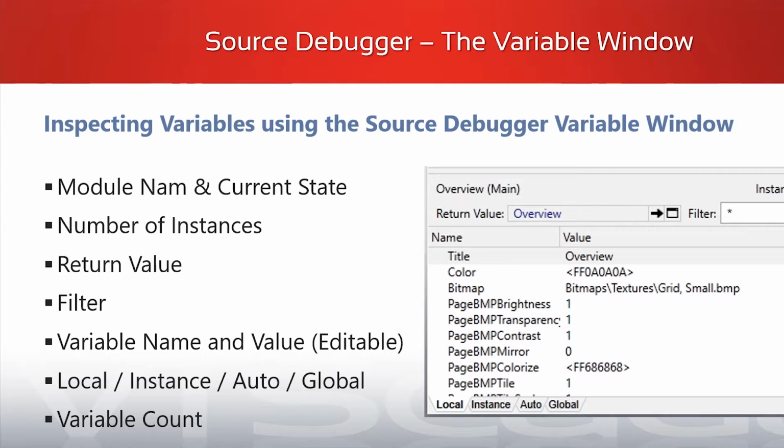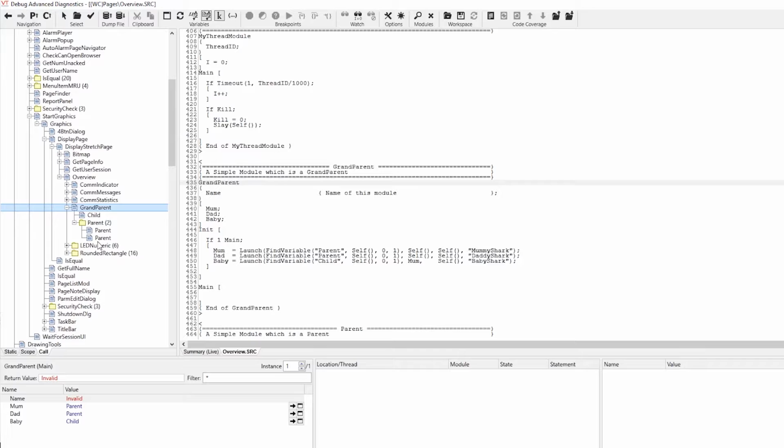And then there are 4 tabs along the bottom: local, instance, auto, and global. Quickly run over those. So local variables are variables that exist within the module as it is. So you can see here, I'm in the grandparent module, and I have name, which is the parameter, mum, dad, and baby, which happen to be the object references to the launched modules that we had.